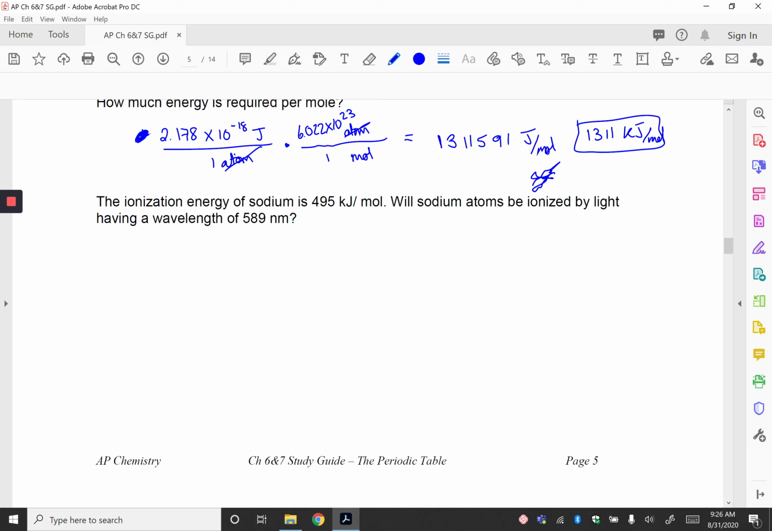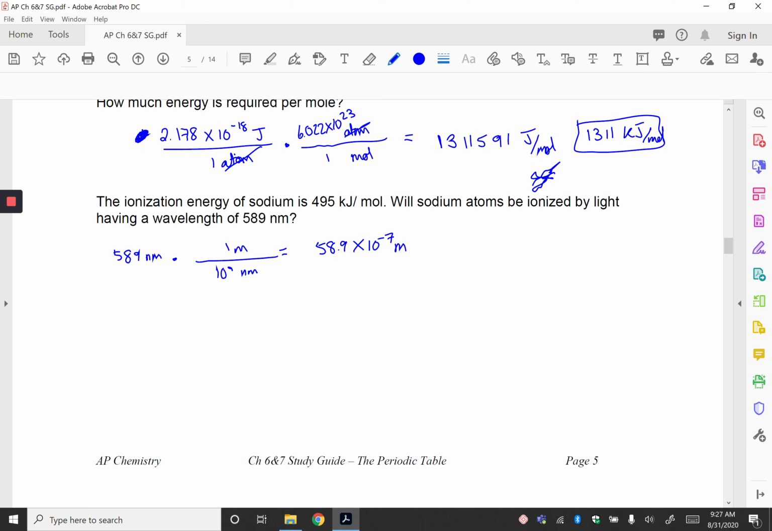So what would I do? Well, what I could do is I can use the wavelength of this light, and figure out how much energy that would be and compare it to this and see if it's enough or not. So we need 495 kilojoules per mole. We can figure out how much we have from the light and be able to tell. So I'm going to take that 589 nanometers, and I'm going to first change it to meters. 10 to the 9th nanometers is 1 meter, so that gives me 58.9 times 10 to the negative 7th meters.